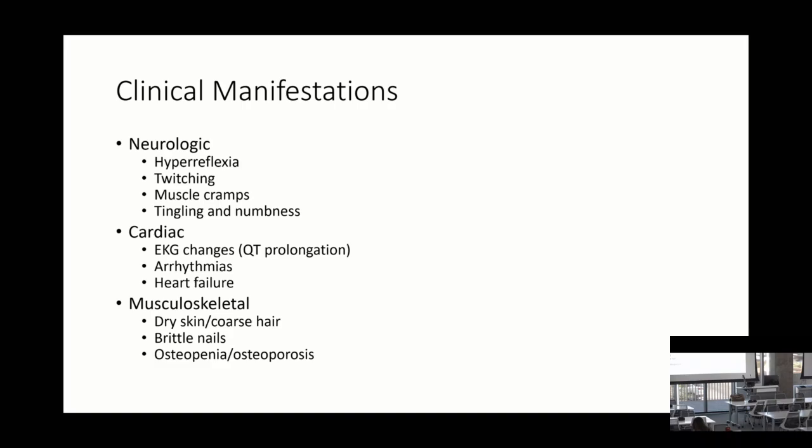You can also have, if it's not corrected promptly, long-term, osteopenia and osteoporosis, okay, because of the effect of not having calcium. Remember that bone is made up of calcium and phosphate. So if you have prolonged hypocalcemia, then you're going to have a net loss of bone.